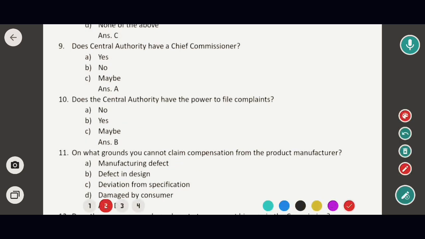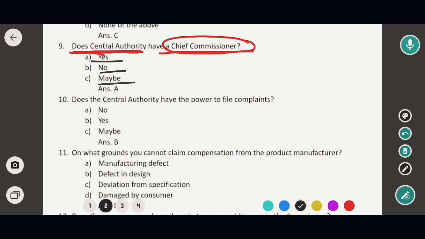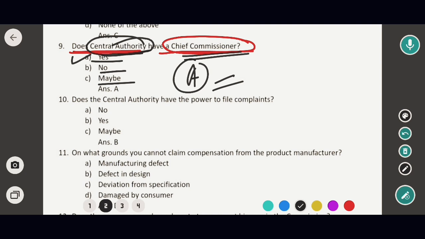Next question is, does the Central Authority have a Chief Commissioner? Options are A yes, B no, C maybe. So in this case, the correct option would be option A. That means the Central Authority has a Chief Commissioner. So in this case, option A would be the correct answer. Okay, so now on to the next question.